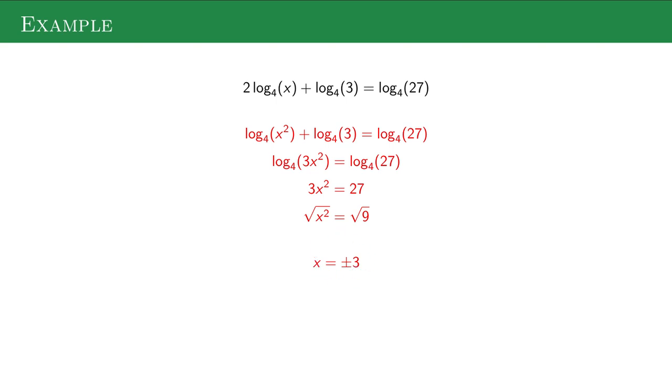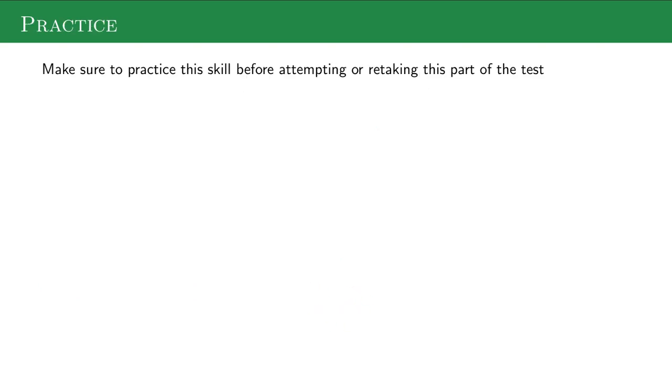But remember this thing we always have to do with log equations: check to make sure our answers work. Negative 3 isn't going to work as an answer, because if I try to put a negative 3 right there, I can't put that negative inside of a log, so I have to cancel out negative 3, and my only answer is positive 3. All right, but this is how you can combine logs in order to then solve a logarithmic equation.